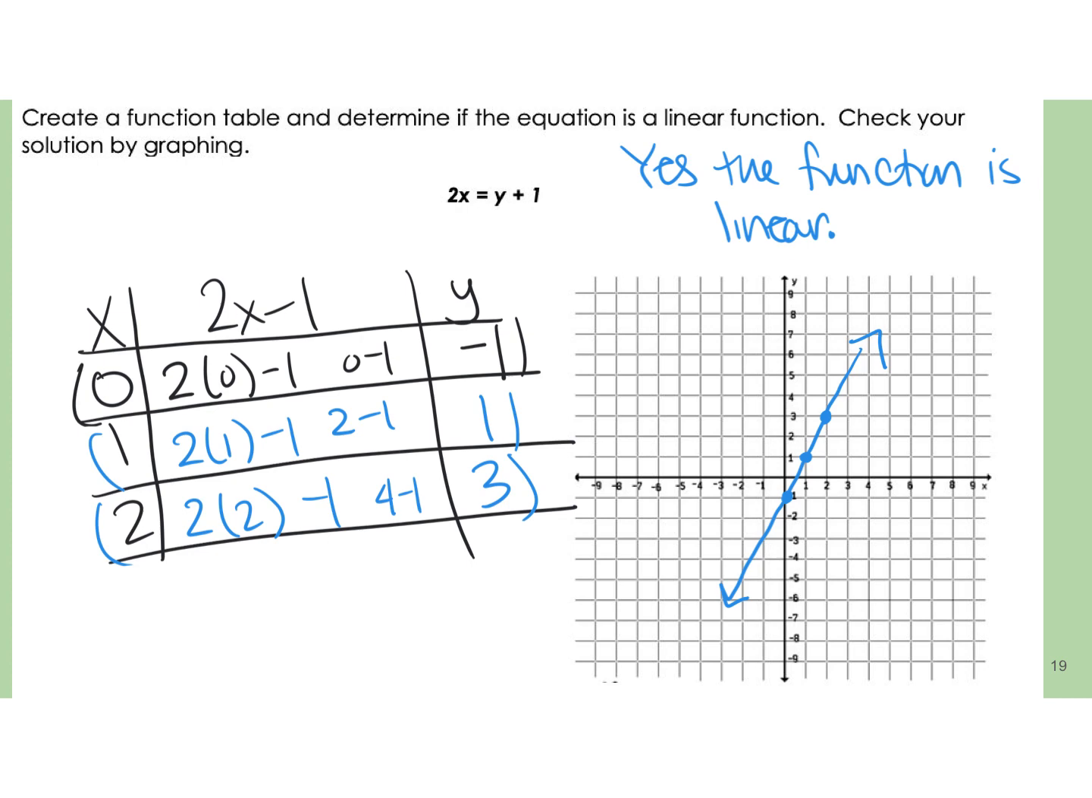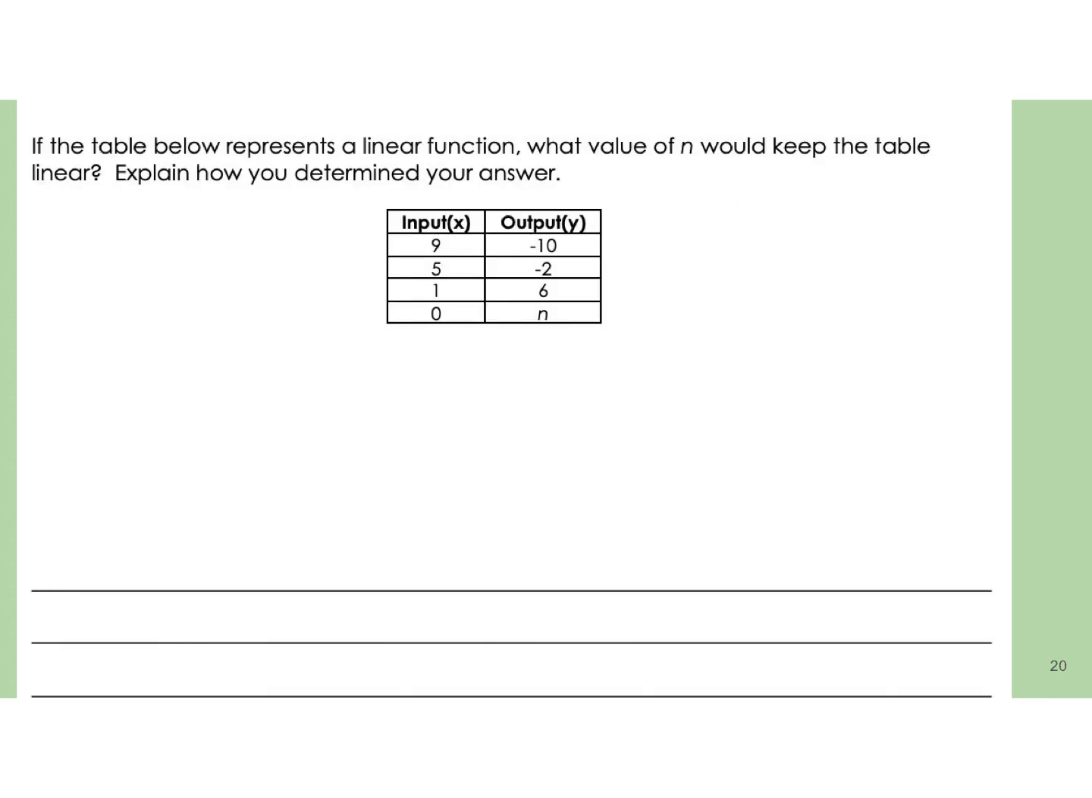I think we have one more practice problem, and then you're going to do your exit ticket. Okay, we've got another one with a missing number. So hopefully you remember what I did last time, but let's see. They're telling us it's linear. So what do we plug in for n to keep it linear? What do we plug in for n so that the rate of change stays the same?